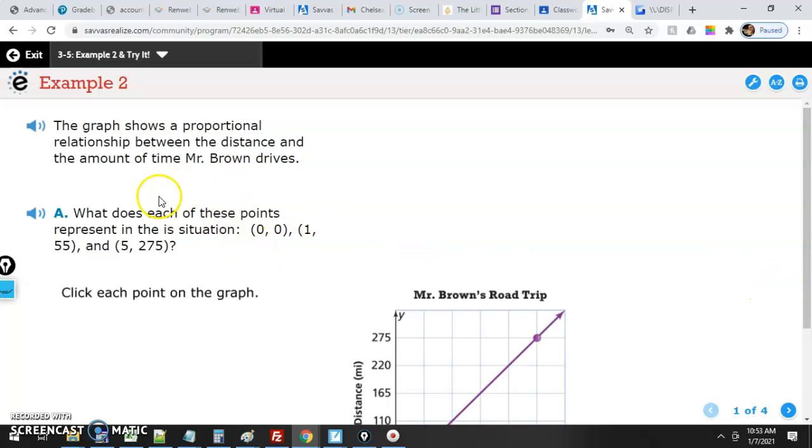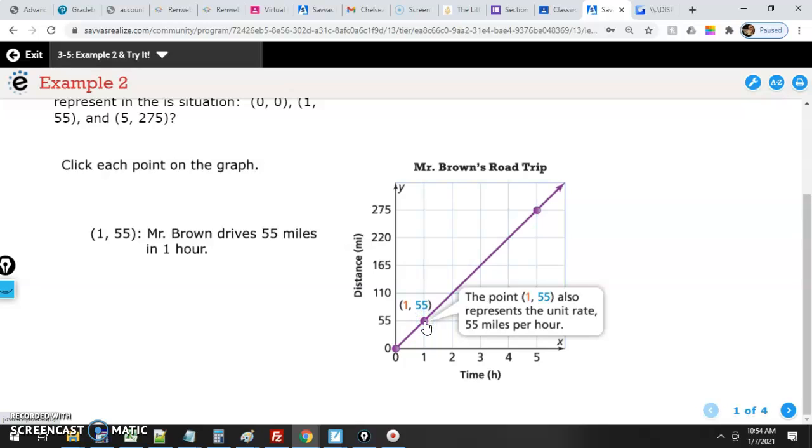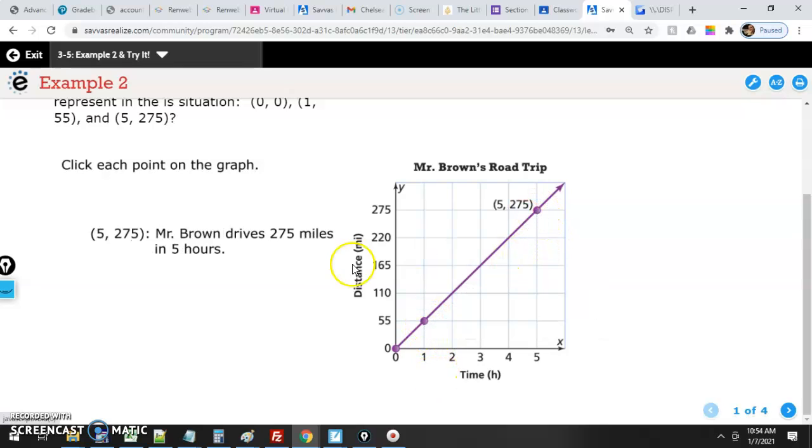Okay, so this graph shows a proportional relationship. Mr. Brown drives. What do these points mean? Okay, so Mr. Brown is driving in a car. Time, distance. Let's see what these points mean. Okay, 0, 0 means Mr. Brown drives 0 miles in 0 hours. That's kind of obvious. 1, 55: 1 hour is 55 miles. 5, 275: 5 hours is 275 miles.